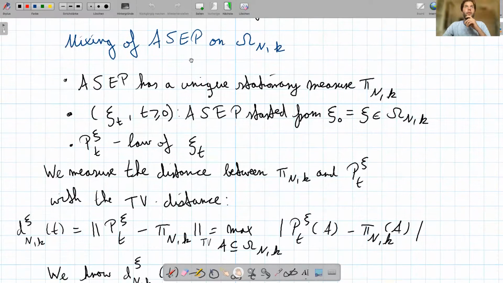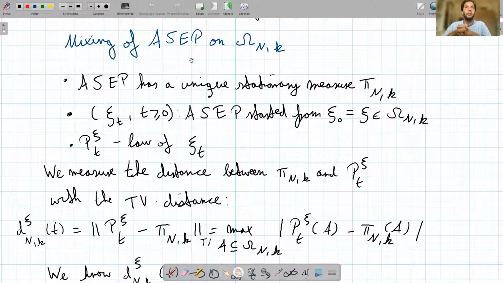What we will be concerned with is the mixing of ASEP on Omega_{n,k}, so on the segment. What is easy to see is that ASEP has a unique stationary measure pi_{n,k}. If you recall that particles have a drift to the right, it is clear that under the stationary measure pi, particles will have a tendency to be to the right of the segment. For example, if p equals 1, then the stationary measure pi_{n,k} is just a Dirac measure, which is concentrated on the configuration where the k particles are as much to the right as possible.